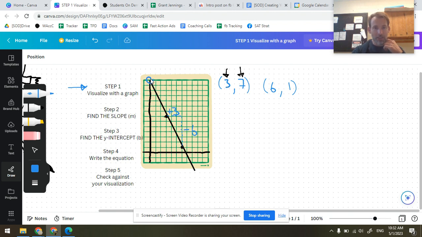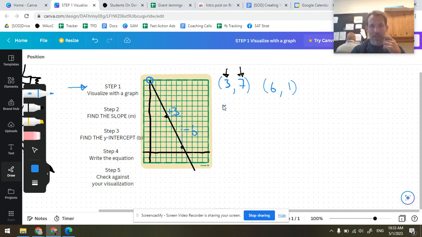I'm also guessing that the line is going to touch the y-axis way up high. Where would I guess based on this visualization? 1, 2, 3, 4, 5, 6, 7, 8, 9, 10, 11, 12, 13, 14. So I'm predicting about 14 high. That actually seems a little high, but anyway, let's keep going. So what we've got there is already a guess.